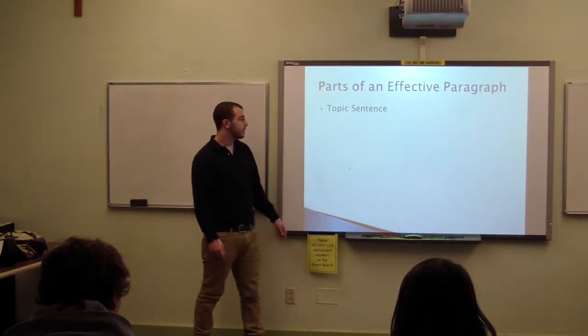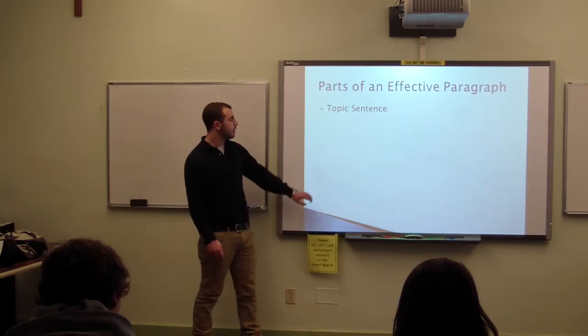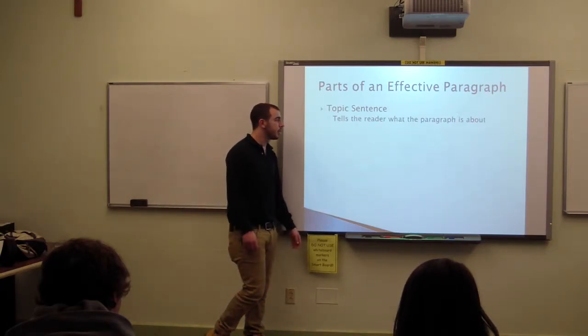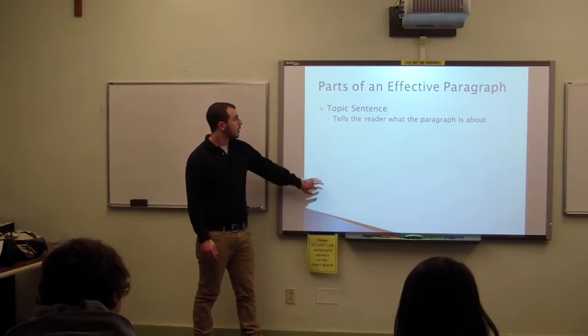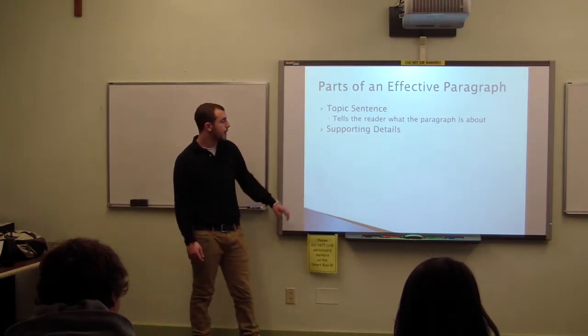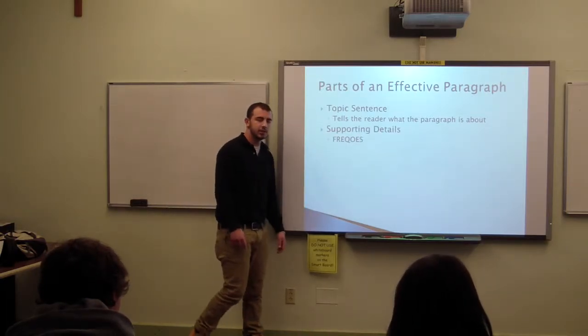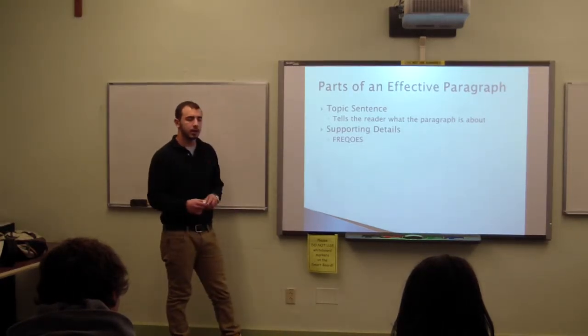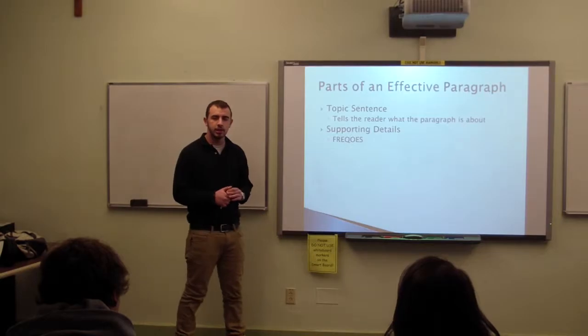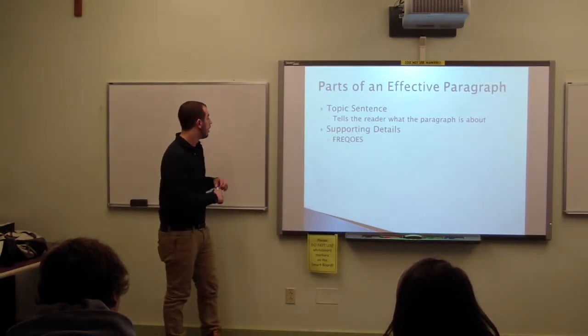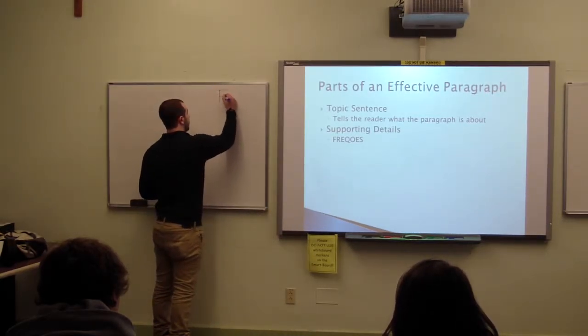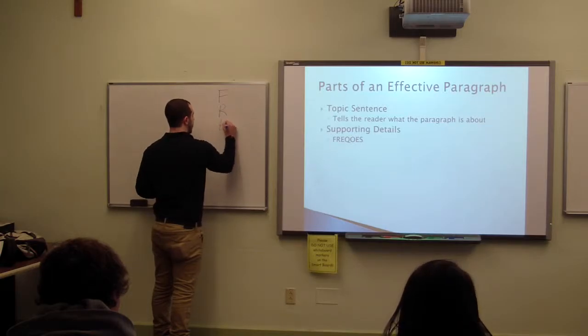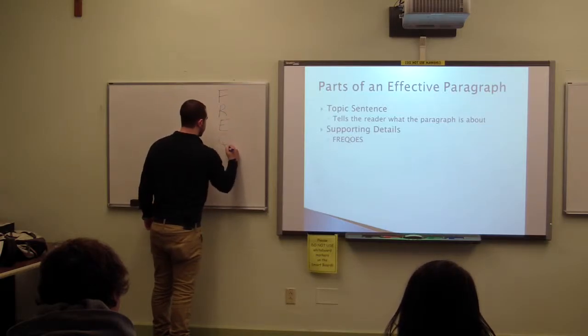Parts of an effective paragraph. The first is the topic sentence, which you guys identified. The point of that is to tell the reader what the paragraph is about. Next we have supporting details. I like to use a thing called FRECOS, which is a funny little acronym. Each letter stands for something different, a different supporting detail that is used when writing. I'm going to write them on the board. Do you guys have any idea what those letters could stand for?